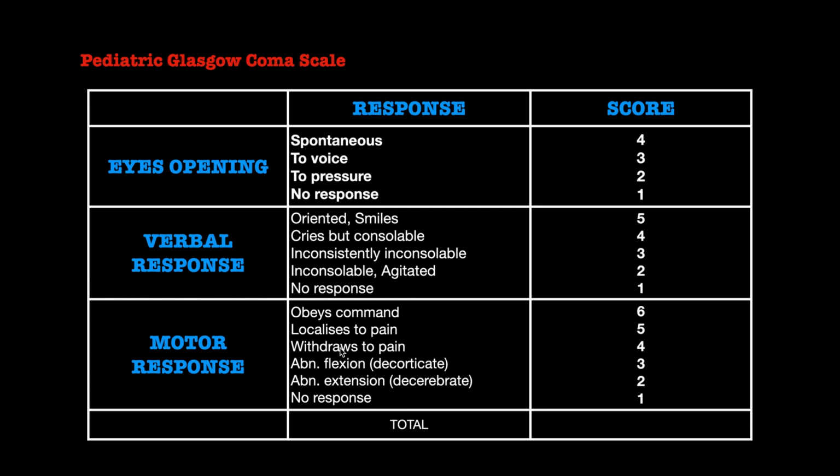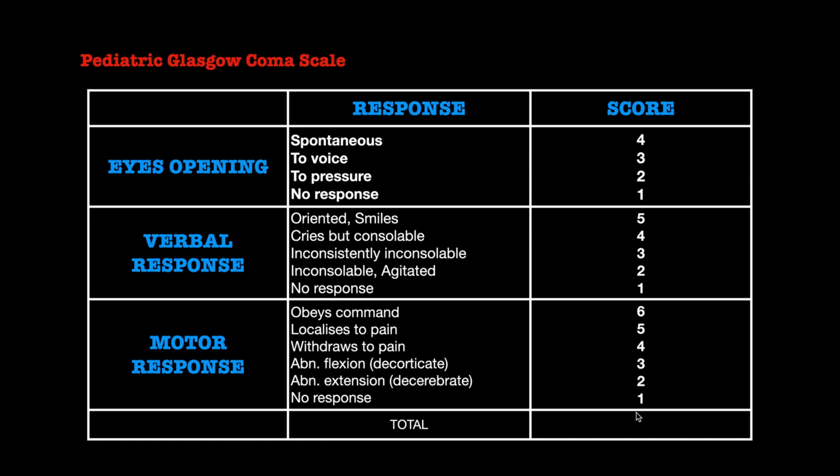And if the child withdraws to a painful stimulus that you are applying, you score 4. And if the child makes abnormal flexing, as in decorticate posturing, then you score 3. And if the child extends the limbs abnormally, as in decerebrate posturing, you also score the child 2. And if there is no motor response at all, you score the child 1.